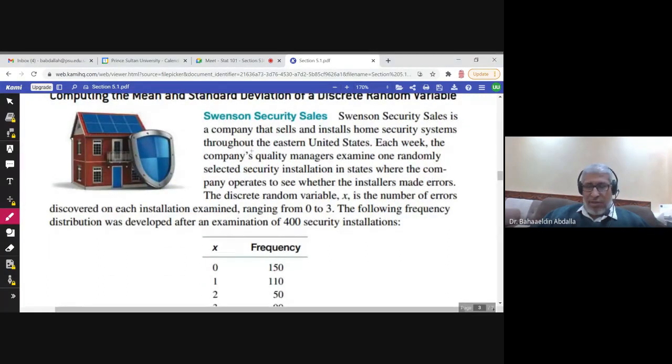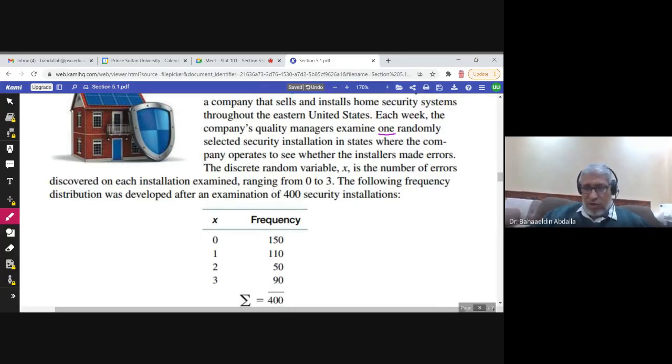SSS is a company that sells and installs home security systems throughout the eastern United States. Each week, the company's quality managers examine one randomly selected security installation in states where the company operates to see whether the installers made errors. So he examines one security installation, searching for errors.